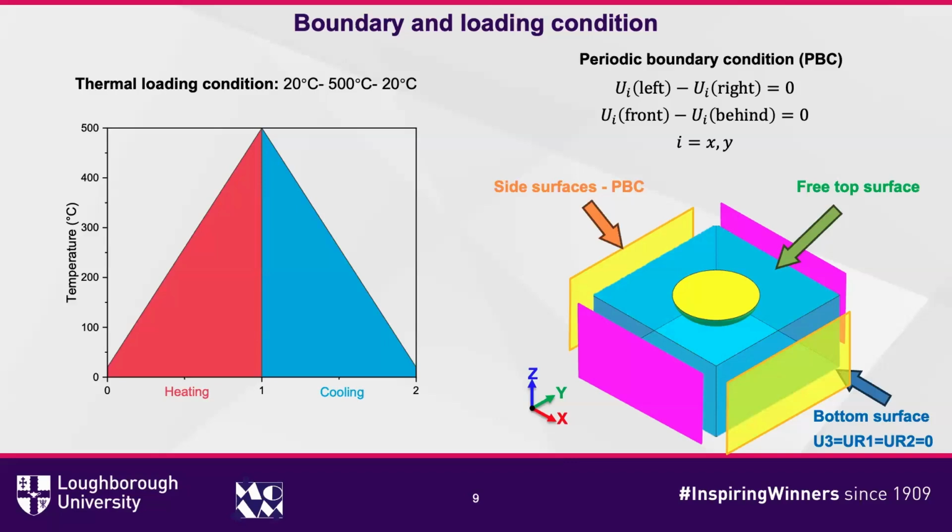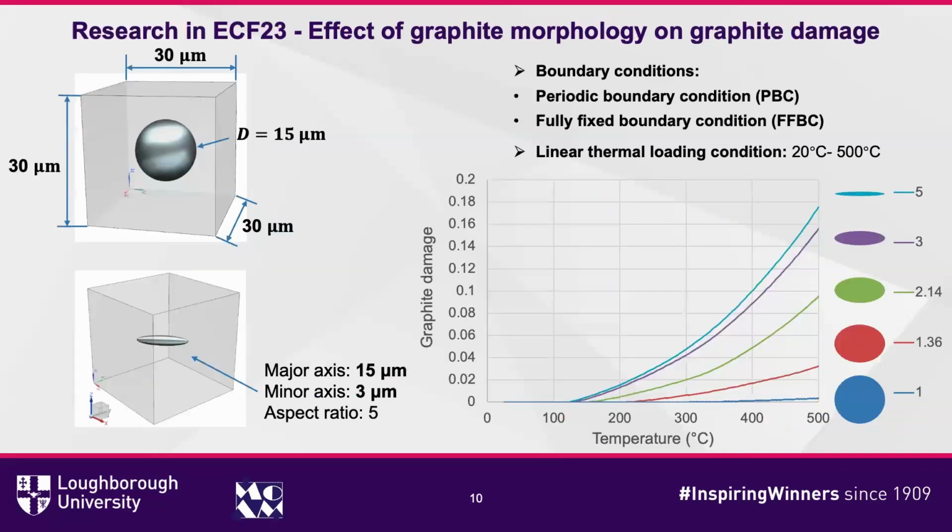the XY plane. And yes, this is the research we showed at the last conference: a single graphite inclusion embedded in the cubic matrix, with two different periodic boundary conditions, and fully fixed boundary conditions for all 6 surfaces of the cubic matrix for comparison. And use the linear thermal loading from room temperature to 500 Celsius.